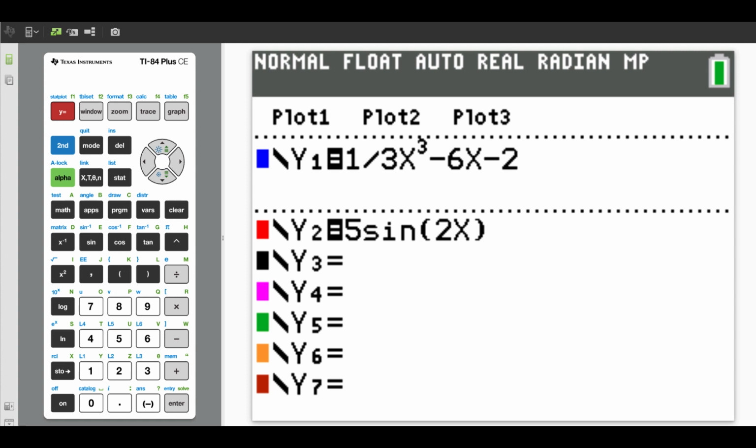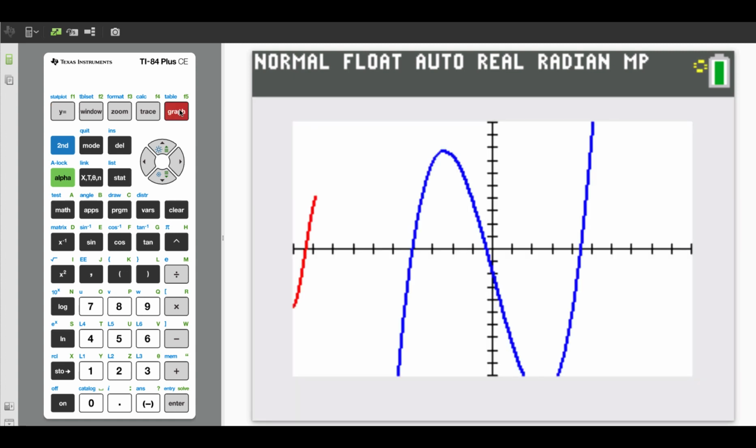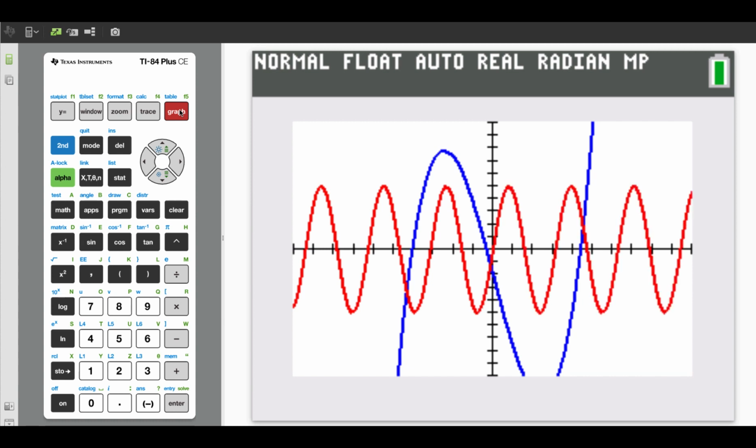All right, I've typed them both in. Let's see where they intersect each other. You can see they intersect 3 different times, but only once in quadrant 1. And it looks to be somewhere between 4 and 5. So I think I'll make my initial guess 4.5. All right, let's go to the main screen and just do it.